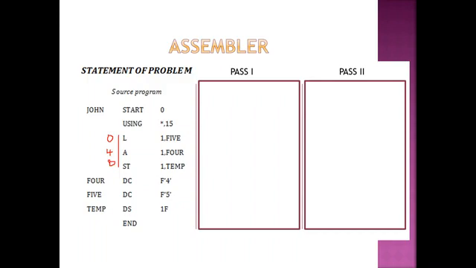4 is nothing but number 4 is stored. 5 is nothing but number 5 is stored. So 4 plus 5 is going to be 9, and that is going to be stored where? In temp. Just for us to refresh, DC here is going to be define constant. It will tell you that one full word is required for 4 and the value stored inside 4 is 4. Similarly 5, one full word, value stored is 5.